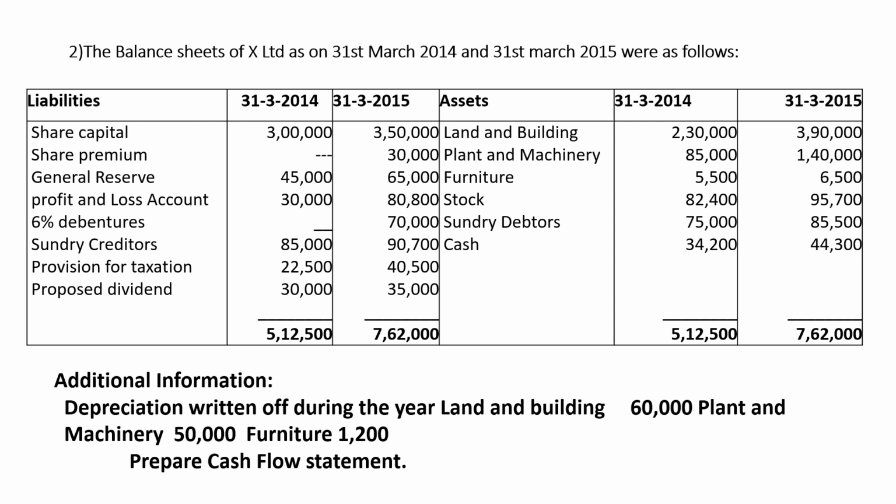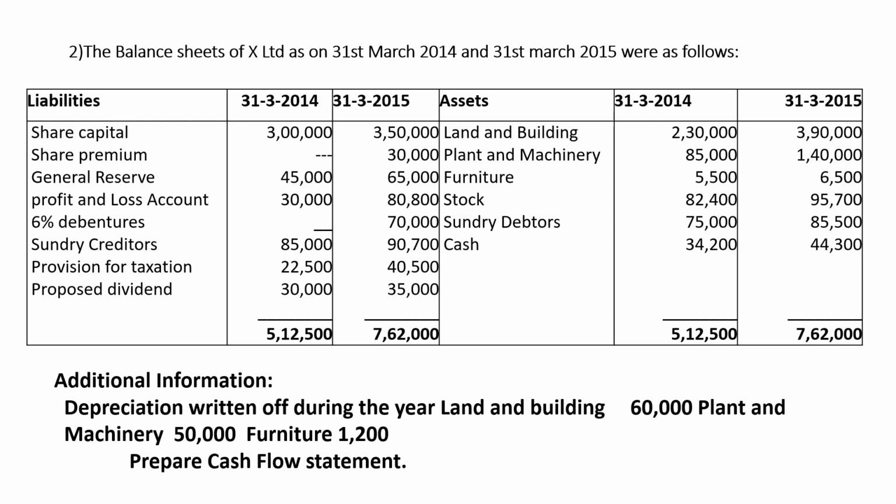Sundry creditors 85,000, 90,700. Provision for tax 22,500, 40,500. Proposed dividend 30,000, 35,000. Then see the assets. Land and building 2,30,000, 3,90,000. Plant and machinery 85,000, 1,40,000. Furniture 5,500, 6,500.